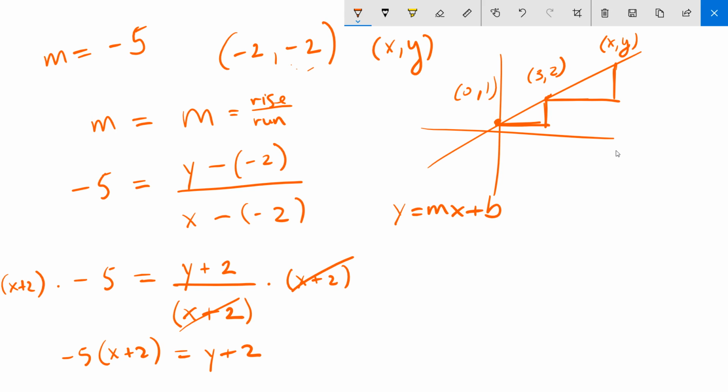You're going to do that every time with these problems. Move the x part of the denominator over to the other side. Then all I have to do is distribute the negative 5.